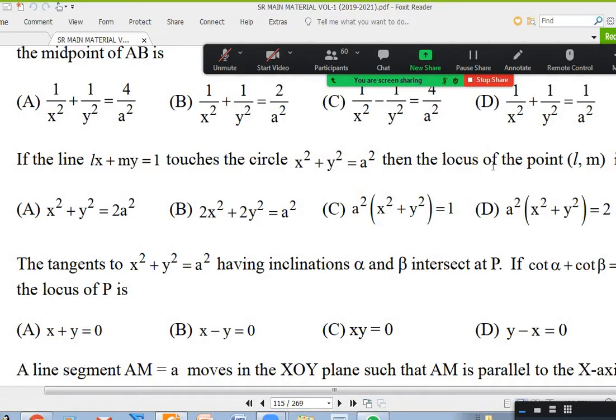Okay, 44. Very, very simple question. There is no theory at all. They gave a line, it should be tangent to the circle. Which locus they're asking, you'll see later. For the line to be tangent, the perpendicular from the center to the line equals the radius. The center is the origin. Distance is mod 1 by root of L square plus M square. That should be equal to radius A.